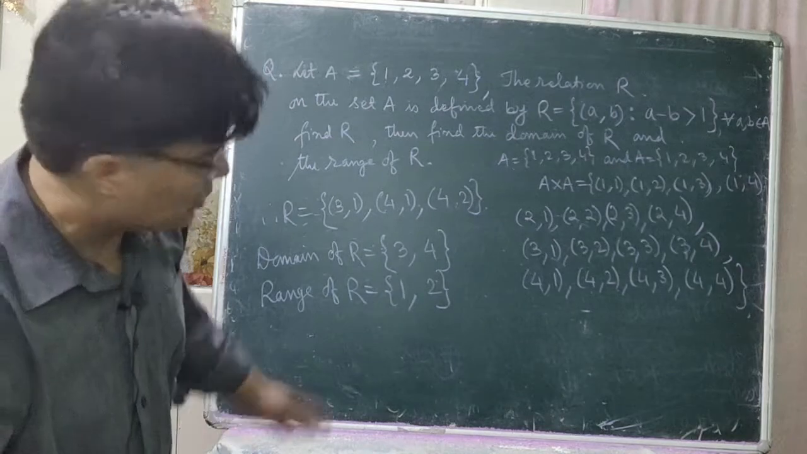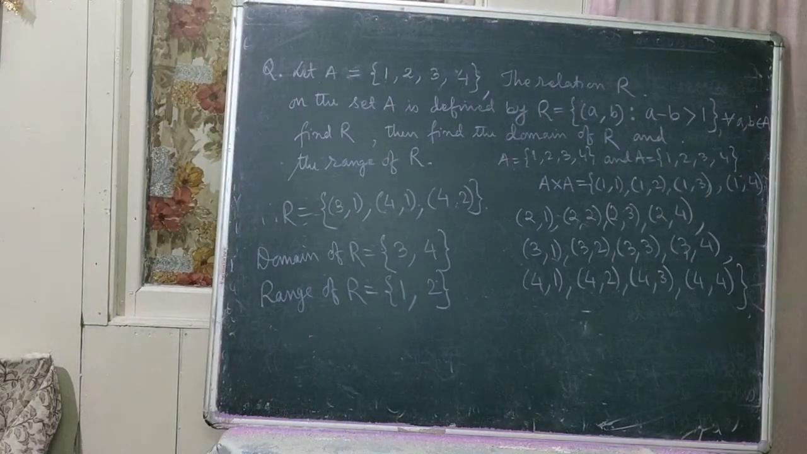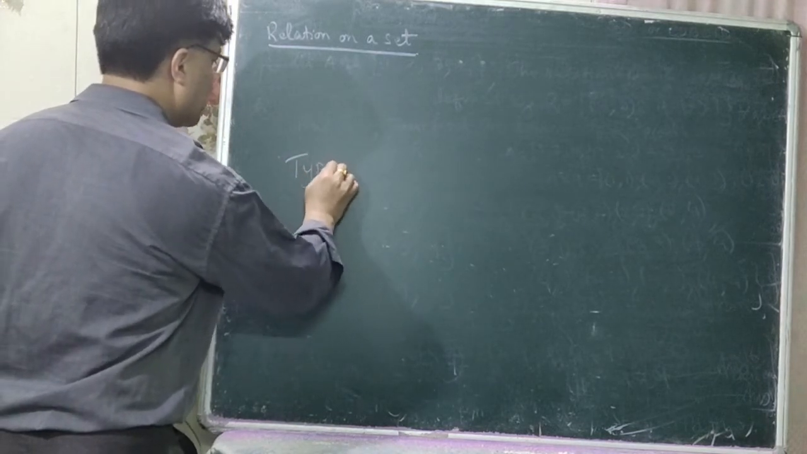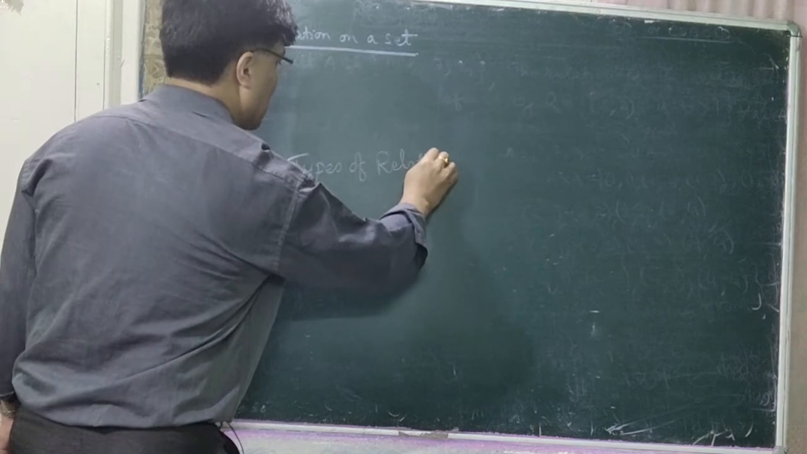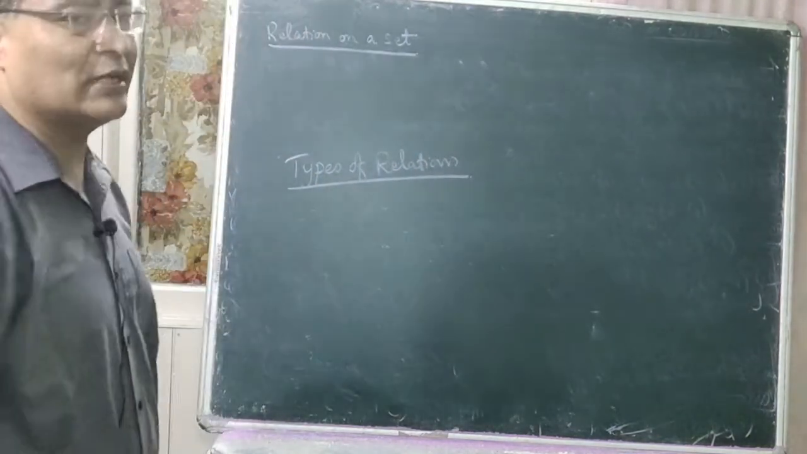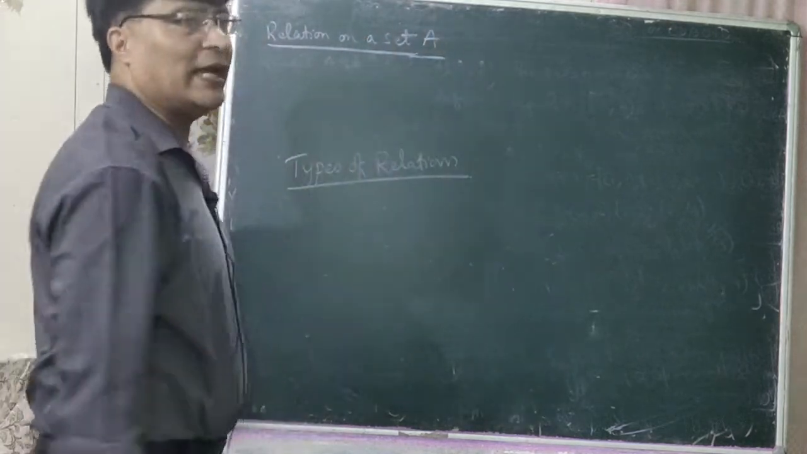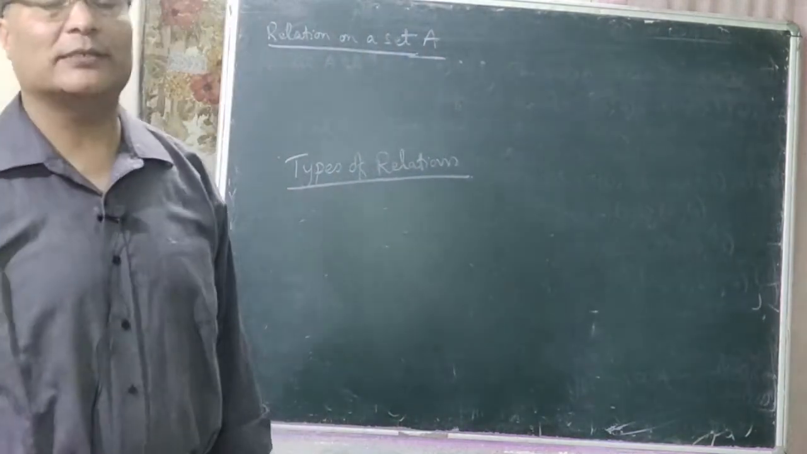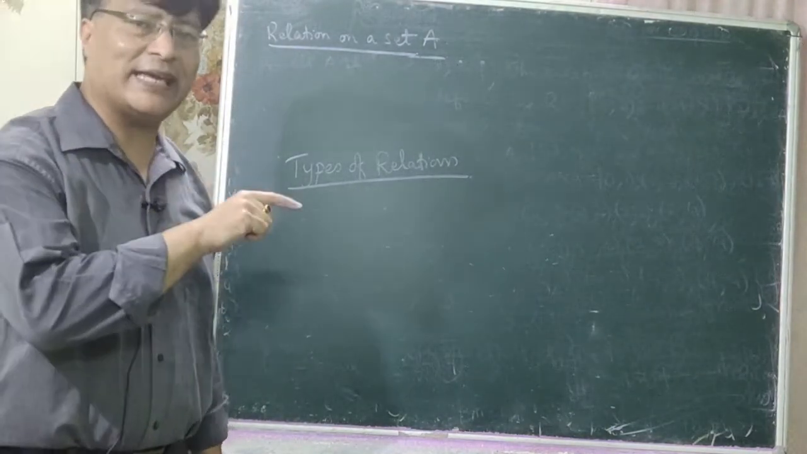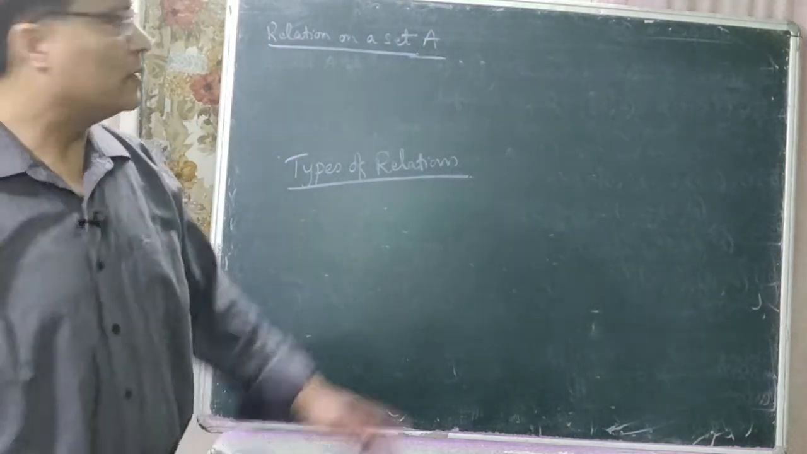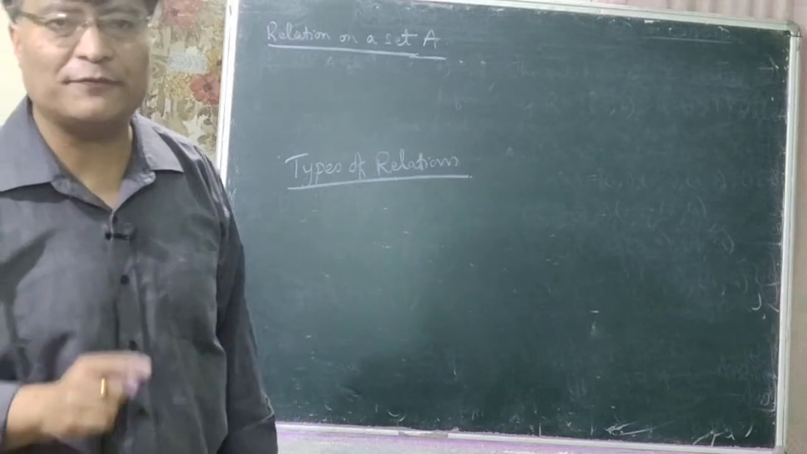So now we'll do types of relation. You can note it down. Before that, you should know the relation on a set A. What is meant by a relation on a set A? Suppose capital A is a non-empty set. The relation R on a set A is defined as a subset of A cross A.